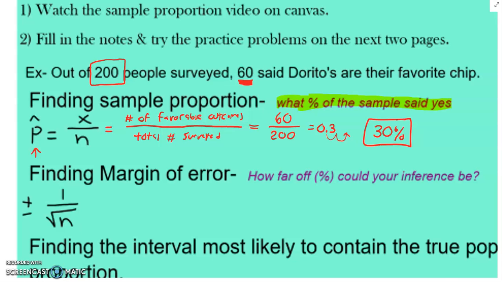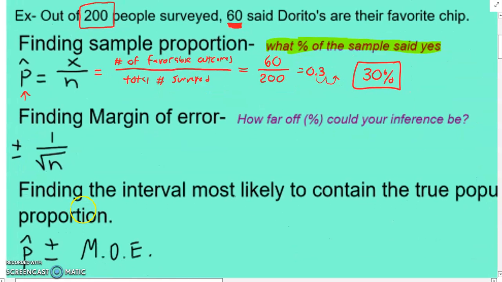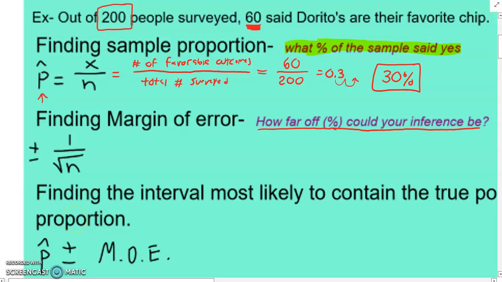Well, what we have here is the margin of error. It says how far off your percentage could your inference be? There are a lot of different formulas for this, and if you end up taking a specific course about statistics, there are some additional metrics that we have to consider. But all in all, the most simple way to calculate margin of error is this formula that's listed right here.